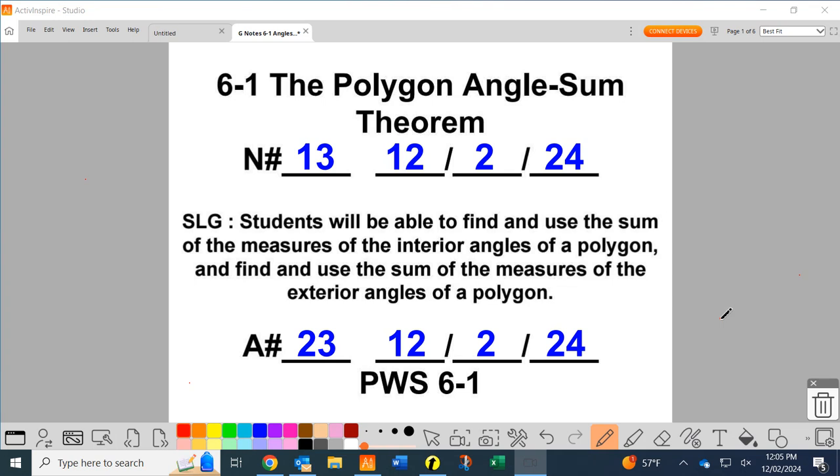Of your homework are going to use the same formula. That's going to be this polygon angle sum theorem. Then you're going to have a formula for one angle and then a formula for exterior angles as well in regular polygons. We're going to start with the polygon angle sum theorem.